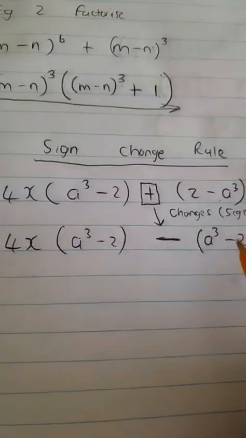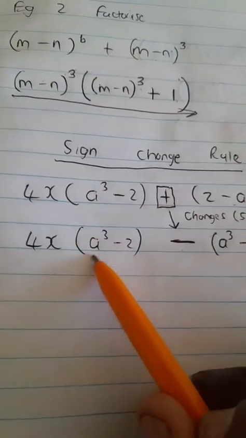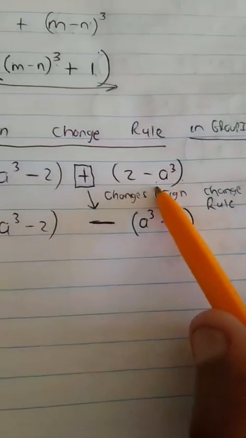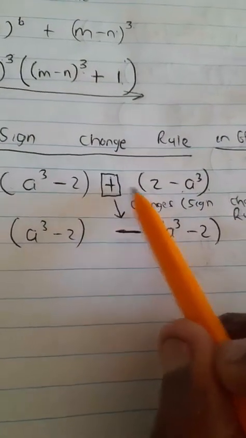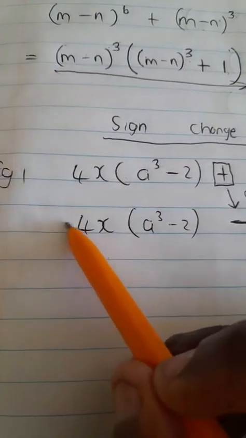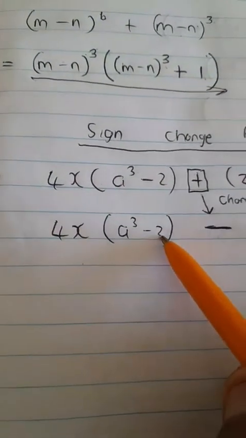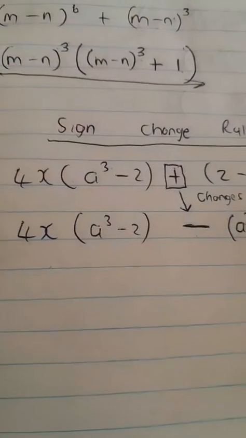Please, people, even if, let's say it was the other way around, if we wanted to change this to become 2 minus a to the power 3 like this one, then we would keep this positive and say 2 minus a to the power 3. Then what would we do to this 4x? We'd change this 4x to negative 4x, then change the order, 2 minus a to the power 3, if we wanted to do it that way.